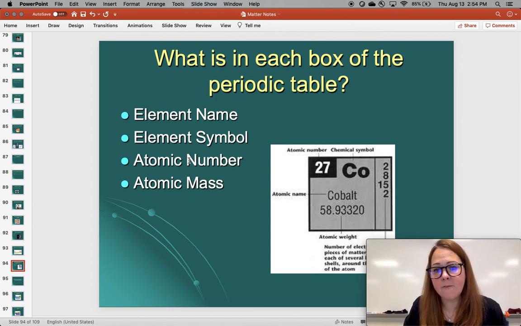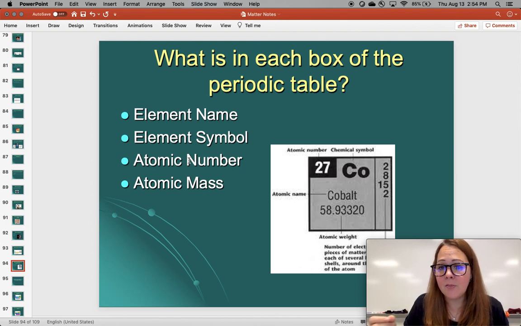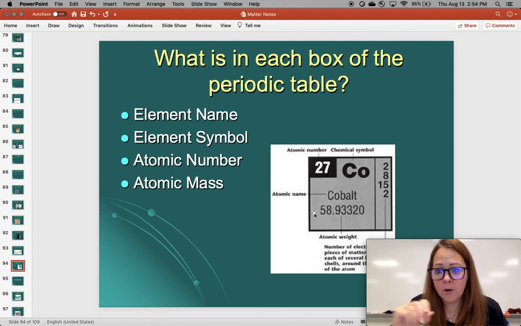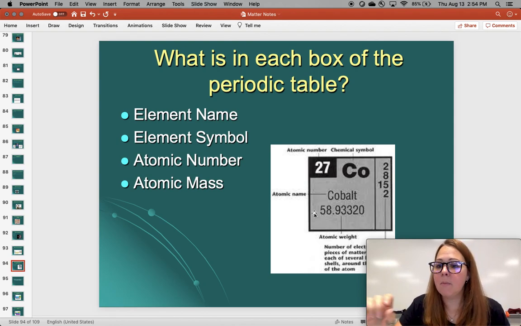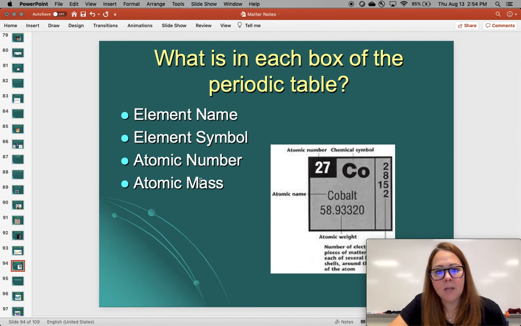And then you also have your atomic mass or atomic weight, depending on what we're looking at. Your atomic mass, we really just need 2 decimal places with this. So if I was writing this on a worksheet or something, it would just be 58.93. The mass is the actual mass of one atom of that element in a unit called AMU, atomic mass units. So we know the mass of the elements themselves.